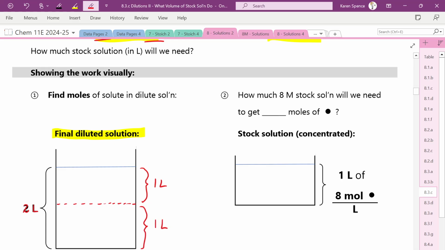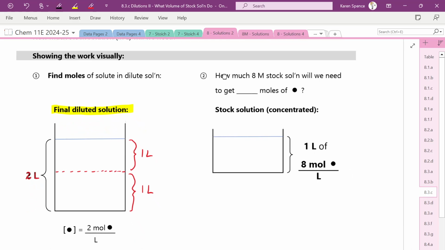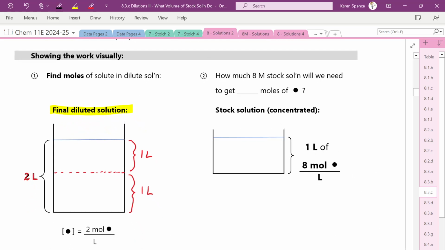How many moles in each liter? I want 2 moles per liter. How many moles in each liter? Easy question. 2. Right? 2 moles in 1 liter gives me 2 molar. If I've got 2 liters, I'm going to need 2 moles in each liter, which gives me 4 moles in 2 liters.